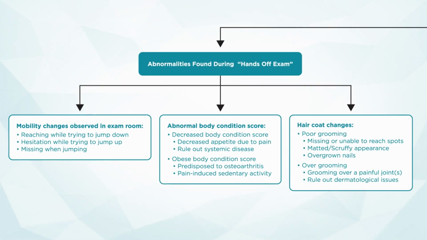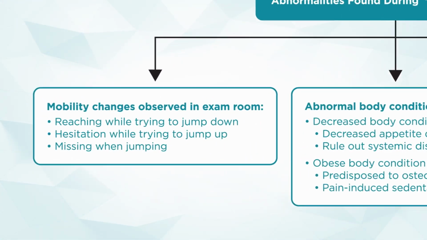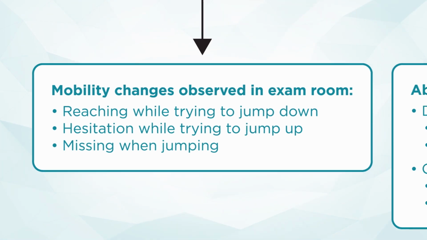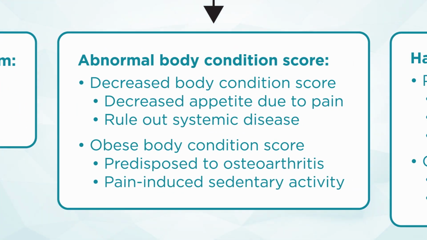Starting with that hands-off exam, we need to look for mobility changes while they're in the exam room. While they're reaching down, while jumping, or hesitating to jump up on a chair in the room, or maybe they missed the jump altogether. Then look at abnormalities for their body condition score. Do they have a decreased body condition score because they have a decreased appetite due to pain? Or do they have a systemic disease, or maybe both? Are they obese with a 9 out of 9 body condition score? That's going to predispose them to osteoarthritis and give them pain that is going to induce sedentary activity.